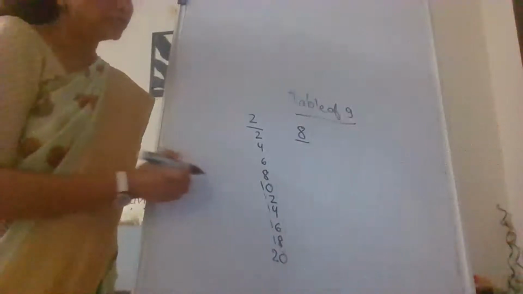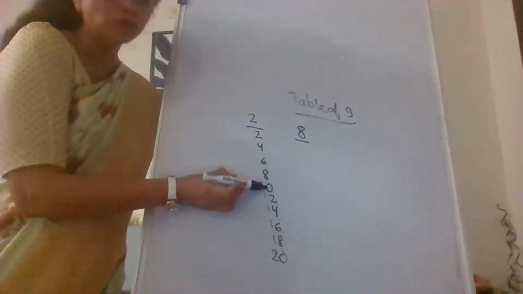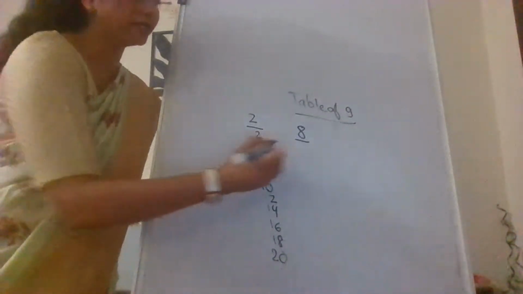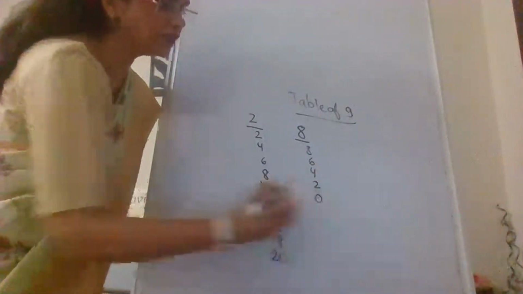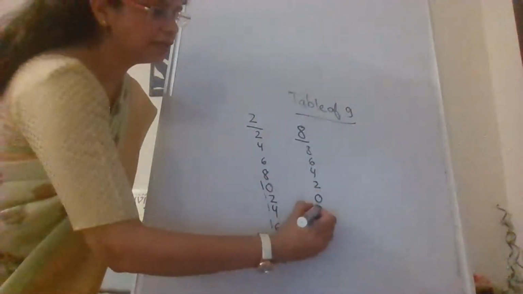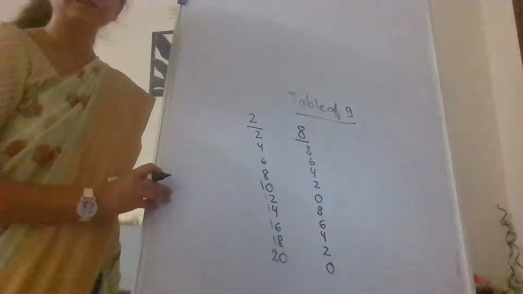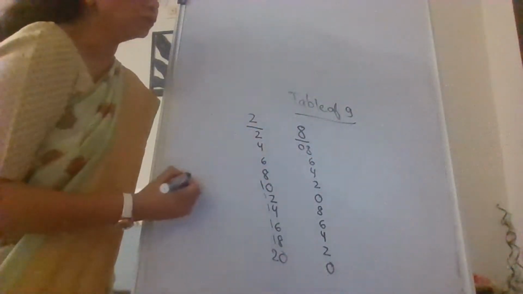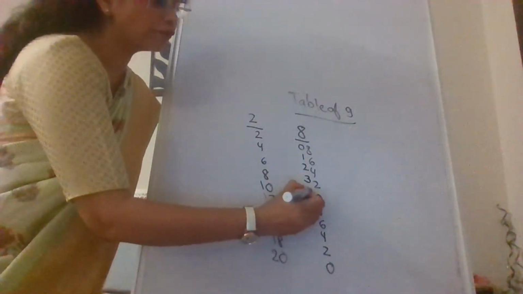Then for learning table of 8, what you will do? Just the reverse of this. This is 2, 4, 6, 8, 0. Now you have to write 8, 6, 4, 2, 0. Again, 8, 6, 4, 2, 0. Now what you have to do? 8 ones are 8, we all know. 1, 2, 3, 4, stop.